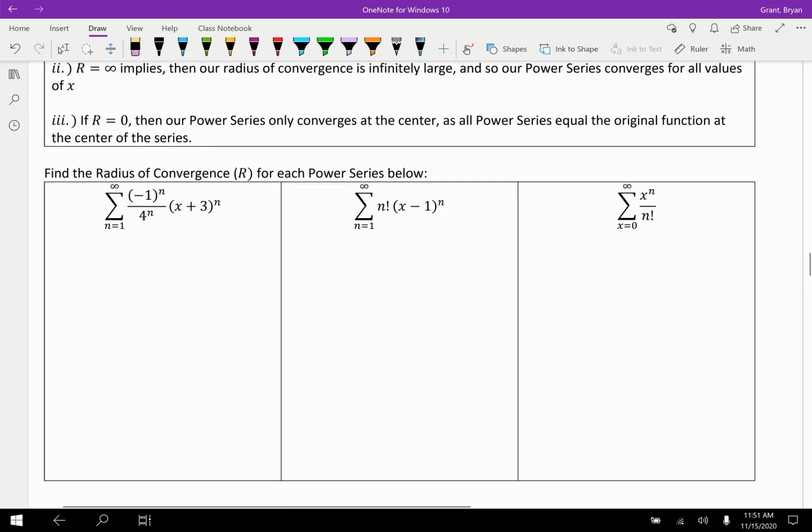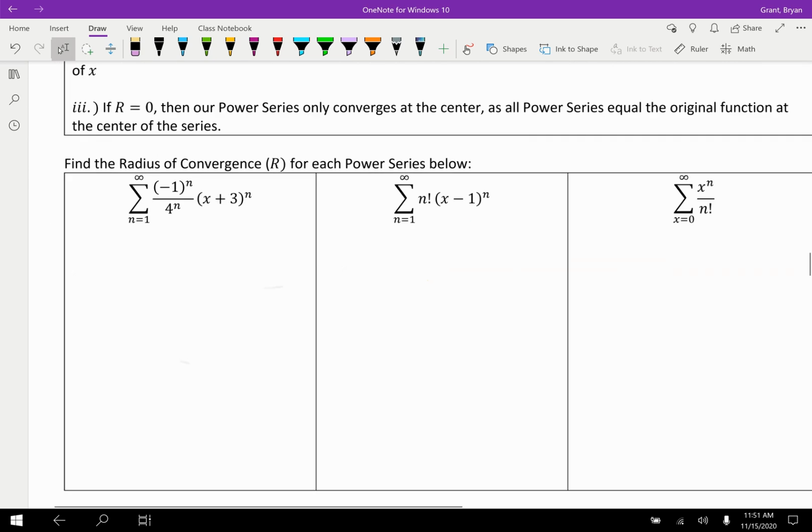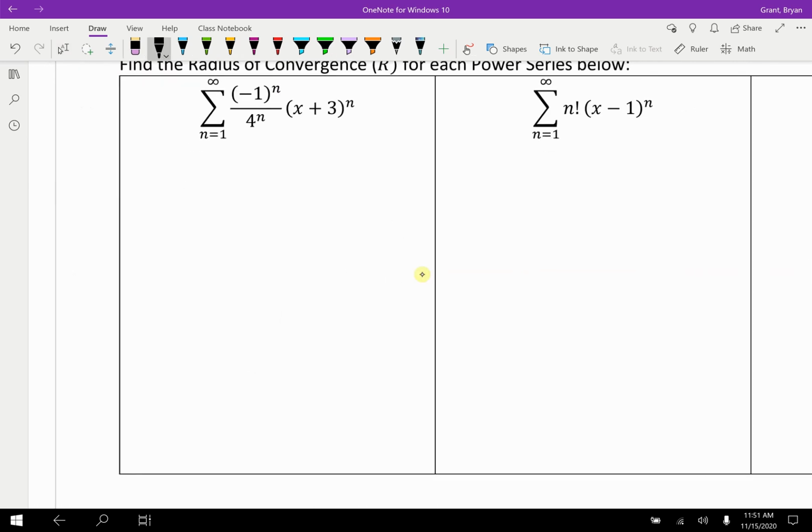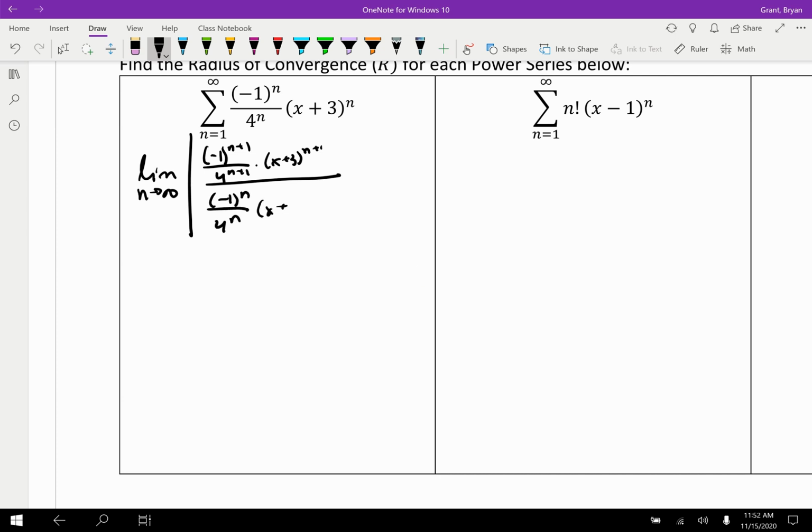Let's rock and roll. Find the radius of convergence for each of the power series below. All right, write small, be ready. Limit as n approaches infinity of, well, -1 to the n plus 1 over 4 to the n plus 1 times x plus 3 to the n plus 1, all divided by -1 to the n over 4 to the n times x plus 3 to the n.